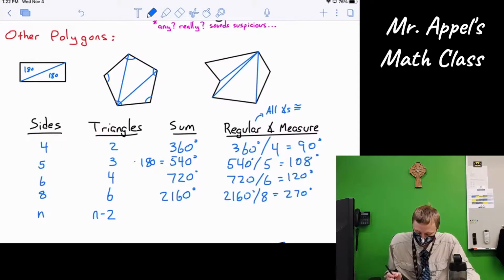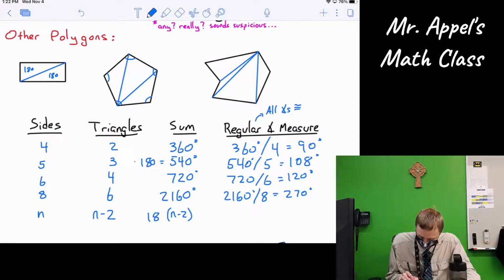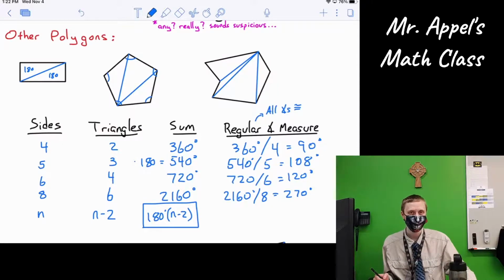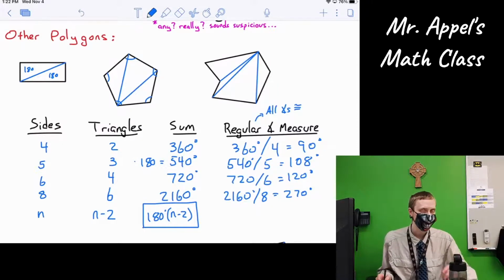So then the sum is always going to be that number times 180 degrees. Put a box around that. That's a good formula to know. That can save you a lot of time.